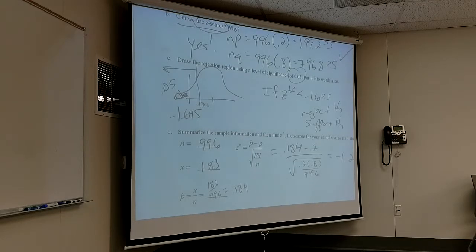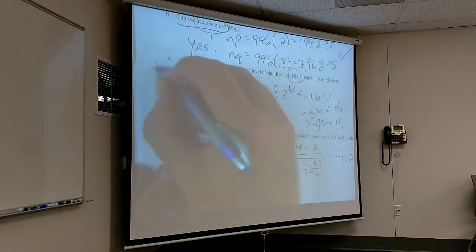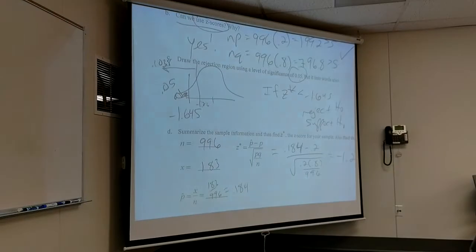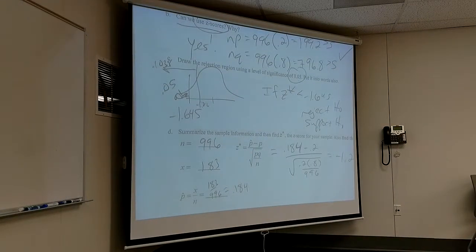So now you have to use your z-score chart. What do you get? 0.1038? It's the only thing I've heard so far. Yes, no, yes, yes. Cool. So repeatability is good. So the p-value is 0.1038.